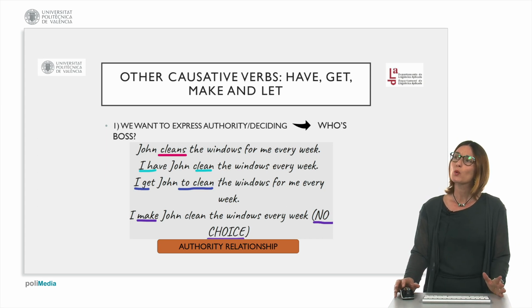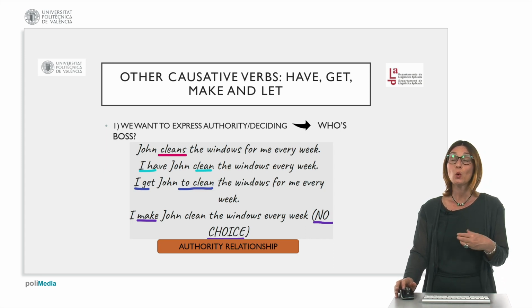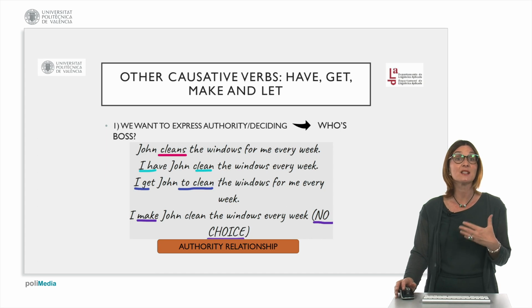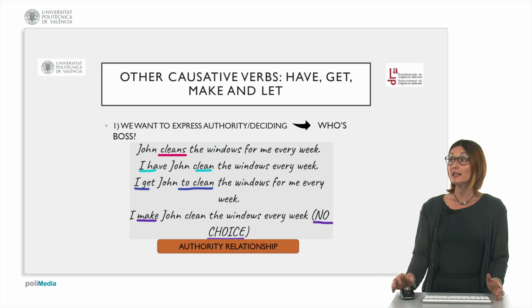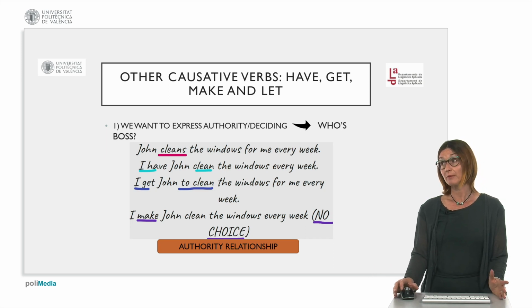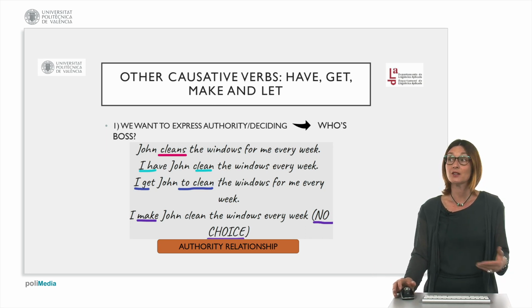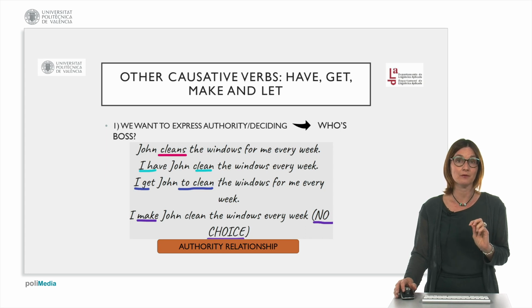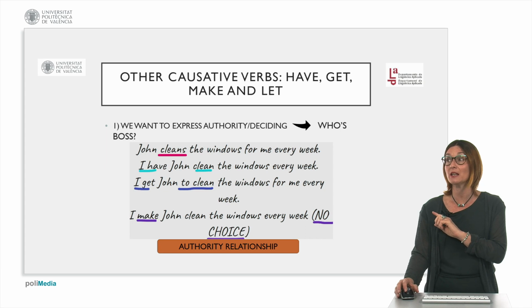So the first one is when we want to express authority, we want to express who is deciding, or who is boss. So let's have a look at the examples. If we say John cleans the windows for me every week, basically we're just saying that John is the guy who's doing the cleaning. However, we can express this with a causative verb. We can say something like, I have John clean the windows every week. Or we can say, I get John to clean the windows for me every week.